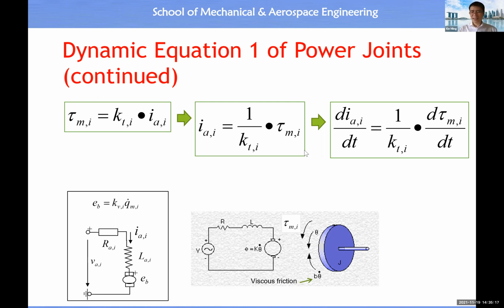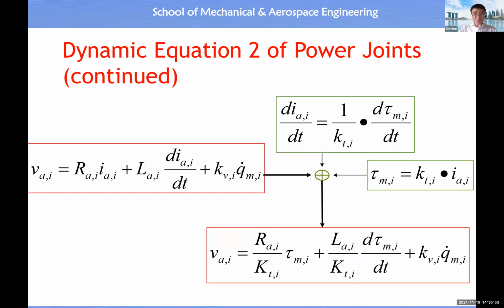Then we can find dynamic equation 2, which shows the relationship between mechanical energy and another parameter which represents electric energy, and this one is voltage. Because I is just one parameter which indicates the electric energy, and we have another one, V. So how about the relationship between voltage and mechanical energy, represented by tau?